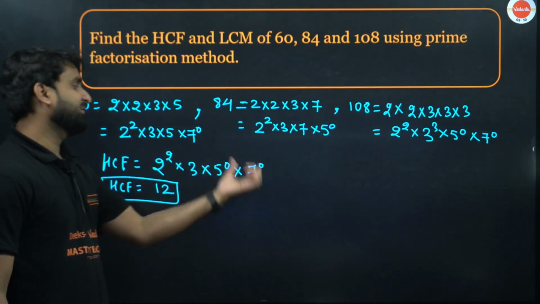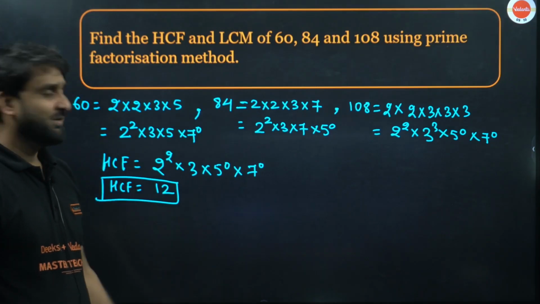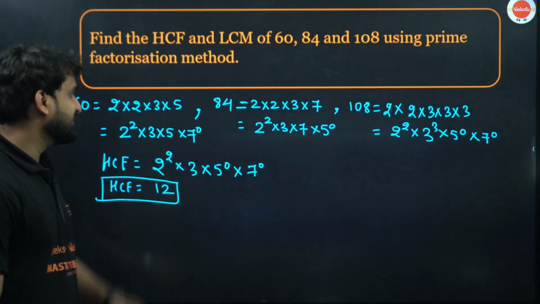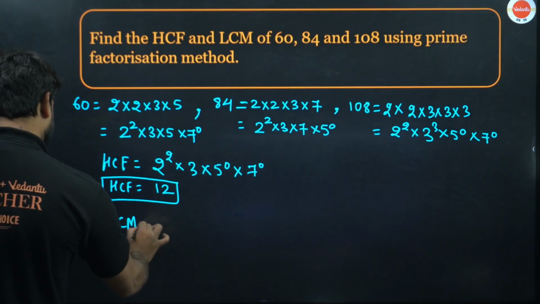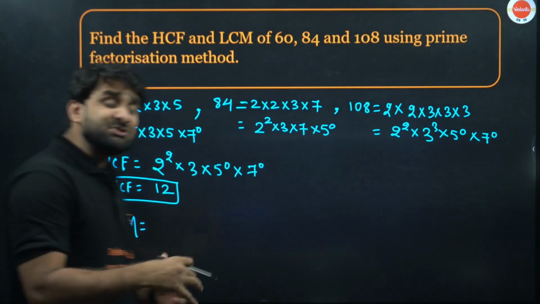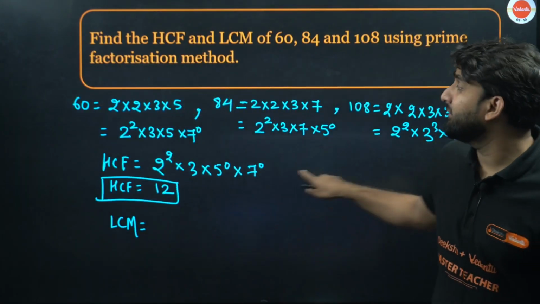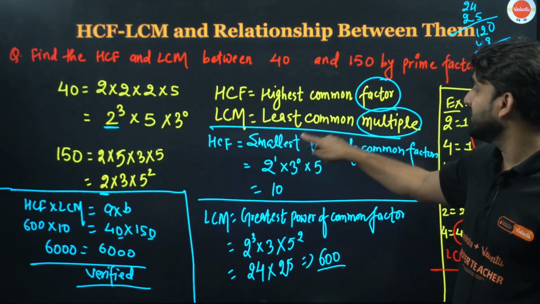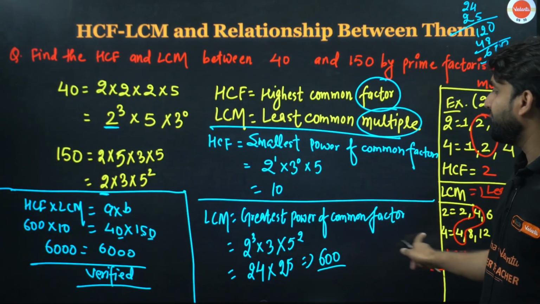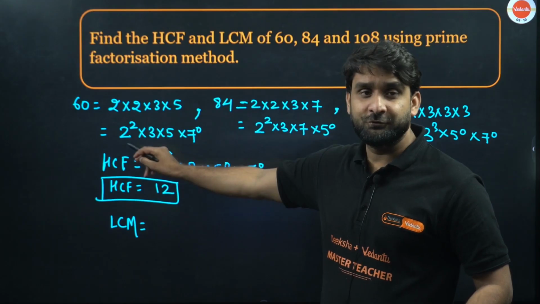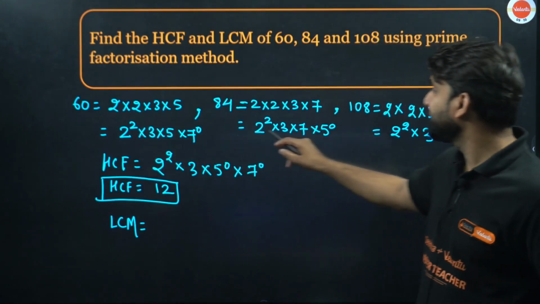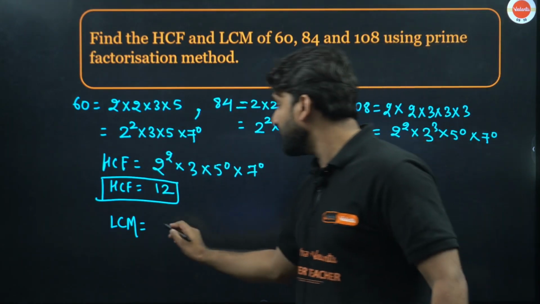Because 5 to power 0 and 7 to power 0 are equal to 1, 2 to the 4 times 3 to the 12 is the answer. Now find out the LCM. LCM means least common multiple, and I have already given you a short trick to calculate it. Take the greatest power of the common factor. So now select 2: here 2 to power 2, here 2 to power 2, here 2. So 2 to power 2 will be considered.